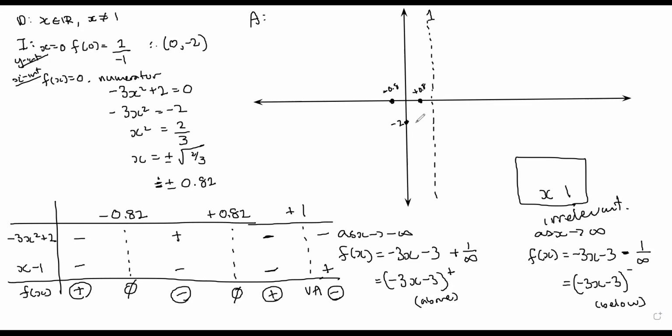Oh, what else do we know? Domain doesn't help us right now. Y-intercept, x-intercept, we have it all down. We have intervals. We have our vertical. What's the one thing we didn't draw yet? Our oblique. And what is our oblique? What is the end behavior? Good. It's a negative slope, so it's like this.